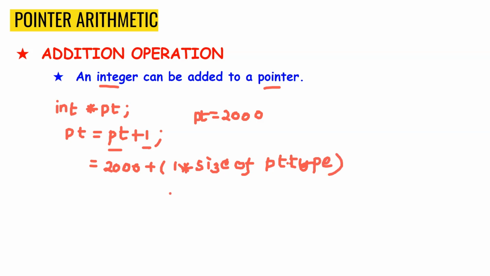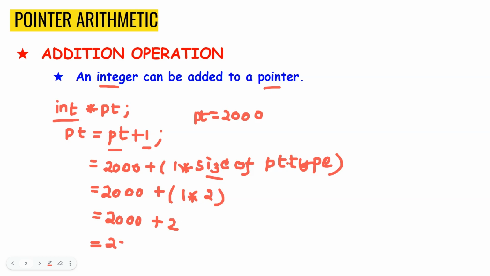This 1 is not directly added. It is multiplied with the size of the pointer type. Here the data type of the pointer is integer, so let's assume that the size of the integer data type is 2. So it becomes 2000 plus 1 into 2, and the answer would be 2002. This is how the addition operation is performed using pointers. Suppose you are adding 1 to a float pointer variable, then for the float data type the size is 4, so it will become 2004.